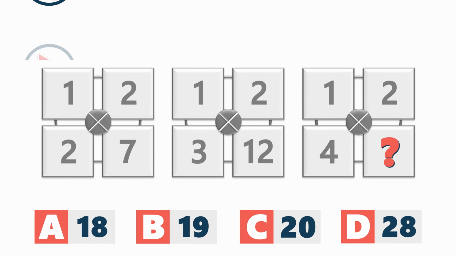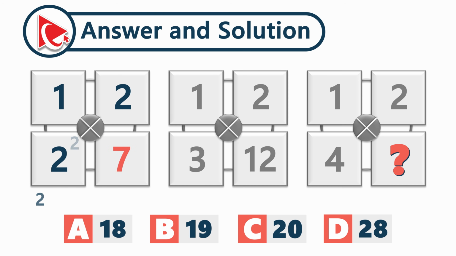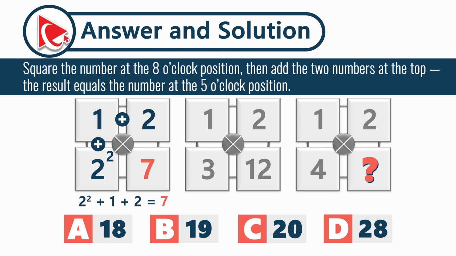While the answer is straightforward, only a handful of people actually figured it out. I truly hope you're one of them. Take a close look at the first shape. 2 squared plus 1 plus 2 equals 7. In fact, what you need to do is square the number at 8 o'clock position, then add the two numbers at the top, and the result equals the number at the 5 o'clock position.